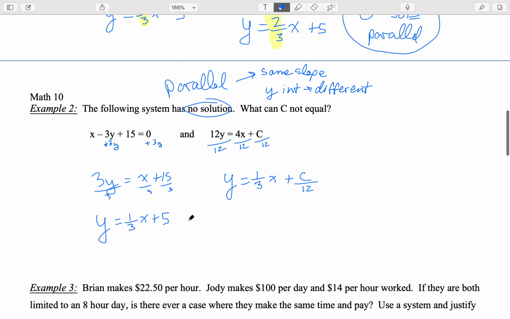If this y-intercept was equal to this y-intercept, they would be coincidental lines, but they're not. So in other words, I don't want these to be the same. This could be anything else, it just cannot equal this, okay? So not equal to. That's why it says, why is it not equal to?